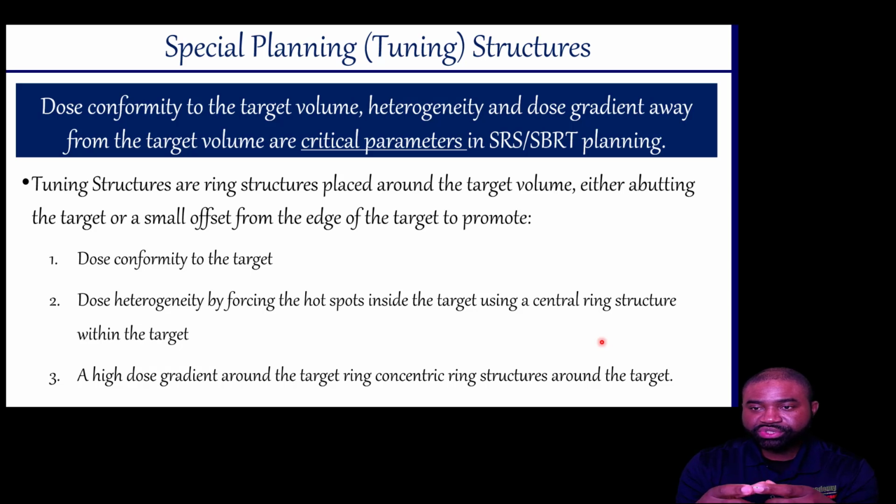And so, because of the need for a steep dose gradient, in order to achieve this, we use tuning structures. And these tuning structures are essentially ring structures that are placed around the target volume. Sometimes they could abut the target, or have a small offset from the edge of the target in order to promote dose conformality to the target, and dose heterogeneity, essentially by forcing the hotspot to be inside the target using a central ring structure within the target, as well as a high dose gradient around the target with the use of concentric rings.